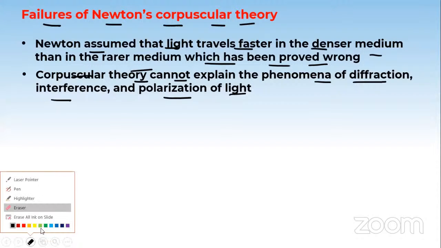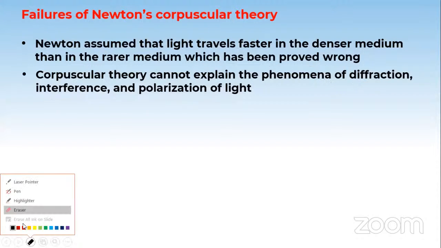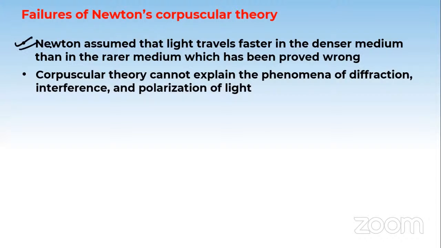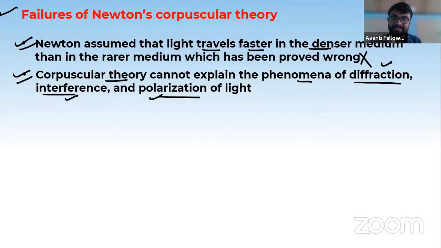Just hold on, students. The first point: Newton assumed that light travels fast in the denser medium, which is actually wrong. So this was a failure. The second failure was that his modified corpuscular theory, particles of energy of light, was not able to explain the phenomena of diffraction, interference and polarization. Students, have patience, we'll see these three processes afterwards, not now.